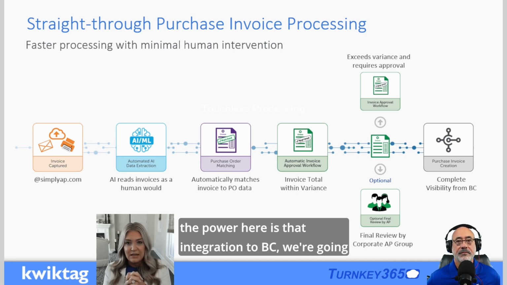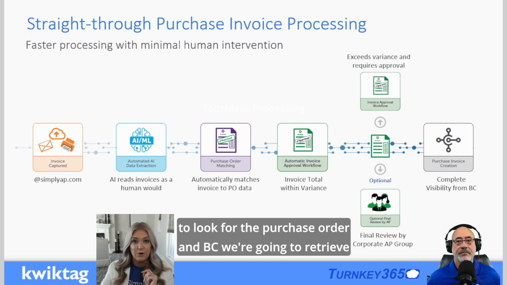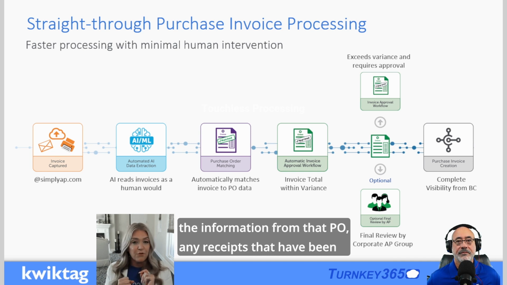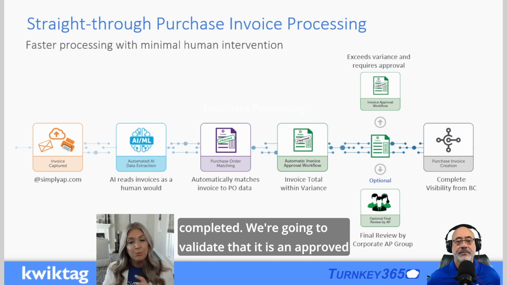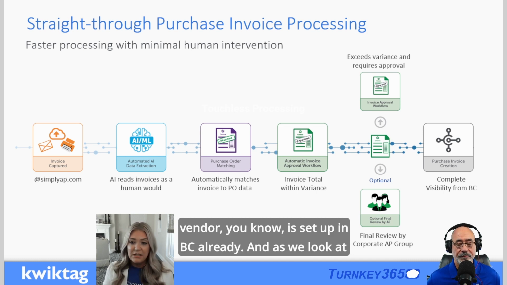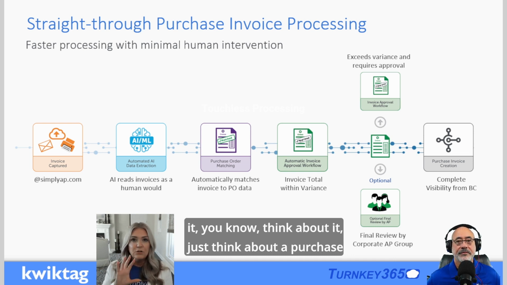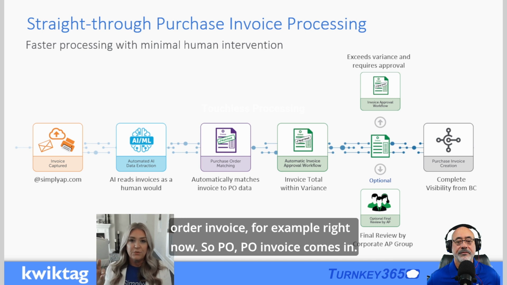So as the AI is reading that invoice, much like I mentioned before, the power here is that integration to BC. We're going to go look for the purchase order in BC. We're going to retrieve the information from that PO, any receipts that have been completed. We're going to validate that it is an approved vendor, is set up in BC already.